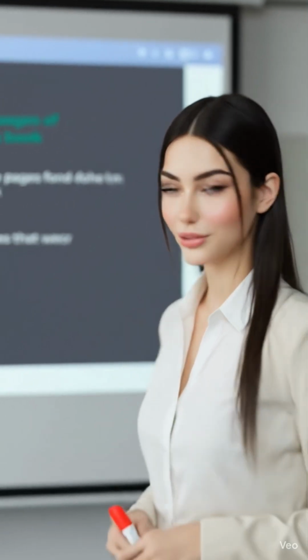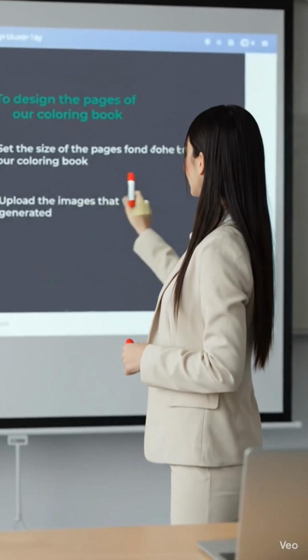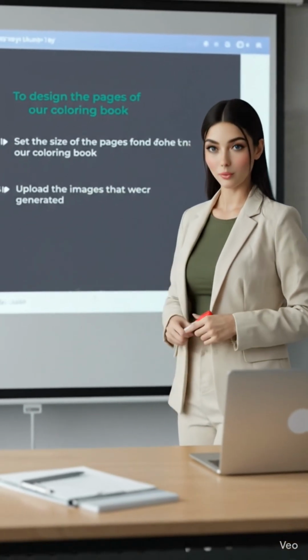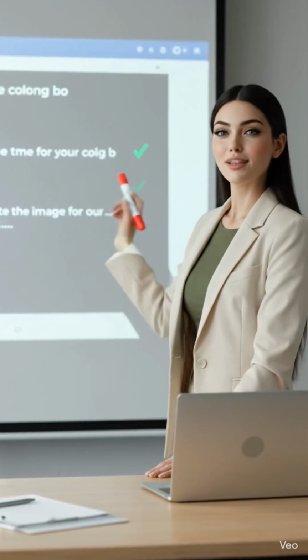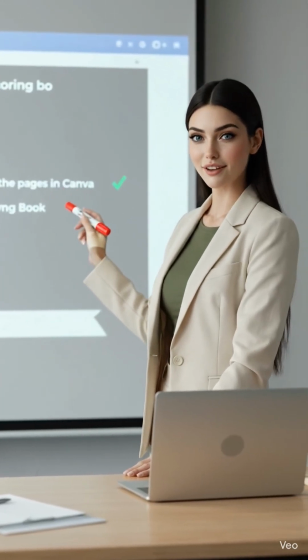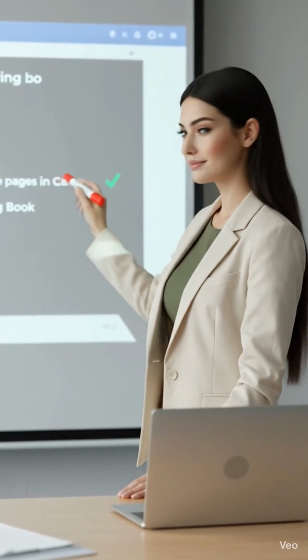The steps are: 1. Find theme of coloring book. 2. Generate images of the animals or birds. 3. Design the pages in Canva. Publish your book.